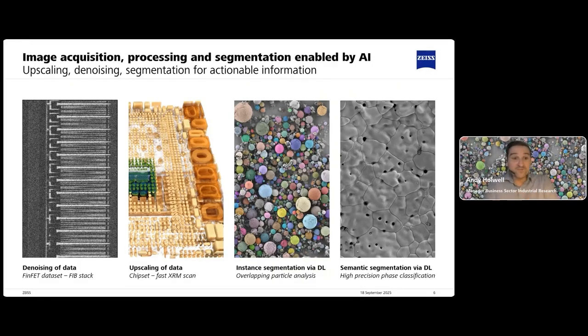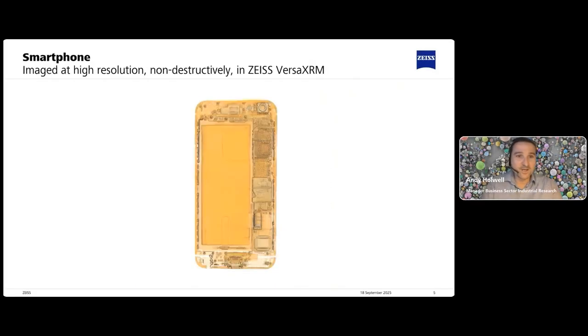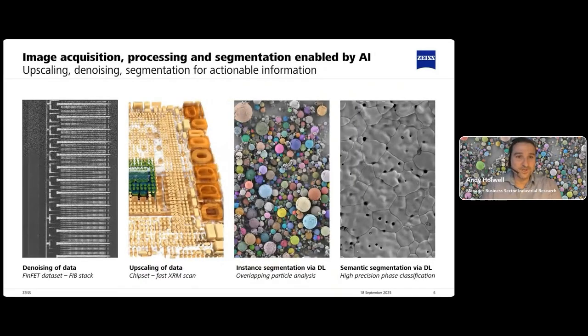So from left to right, firstly, it's very, very good for denoising of data. So this is a FinFET FIB stack of a FinFET device. So that data set, I hope you can see, I'll go back through it, just that denoising step for that data set. As we started, a very noisy, raw image, denoising through AI is able to very much enhance the edges and reduce the noise and increase the signal to noise.